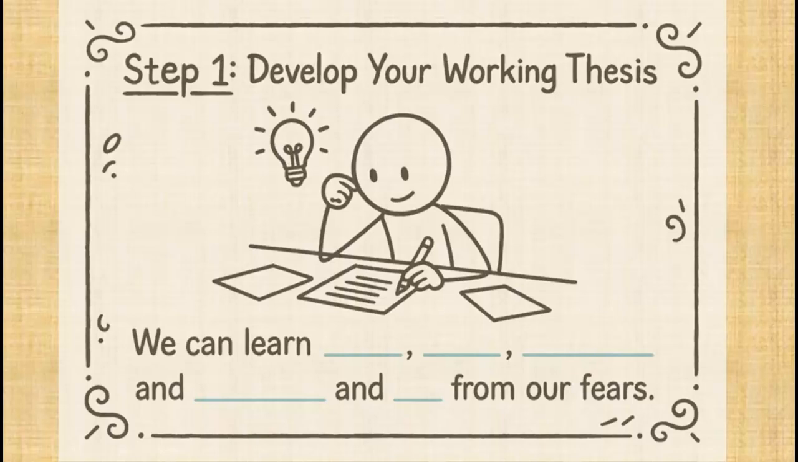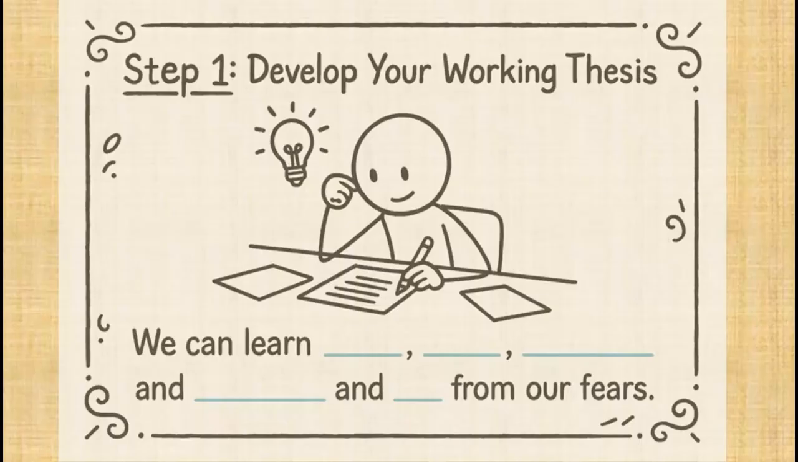And the same is true for the other prompt, which asks us, how can we mitigate, manage, or overcome some of the fears that hold us back? If we flip that and turn that into a statement and say we can mitigate, manage, or overcome some of the fears that hold us back by doing A, B, C, and D, then we're using that to map out our basic points.